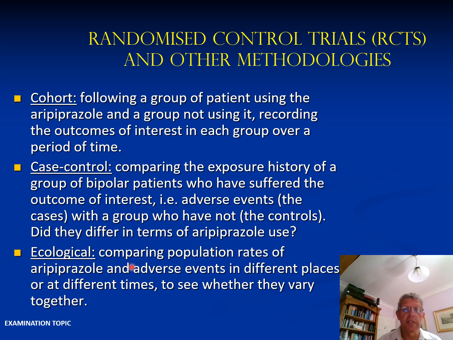The final type of study is where we don't look at individuals, but we look at, for example, two different places, and we look at their rates of use and their rates of adverse events, and we see whether these are the same or different. So that would be called an ecological study. So the difference is here we're looking at populations of people rather than individuals. So all these are different types of evidence, not as strong as randomized controlled trials, but nevertheless important for understanding how drugs work.